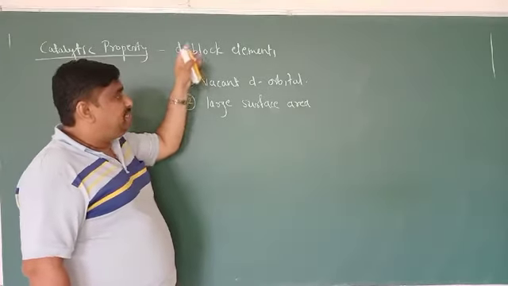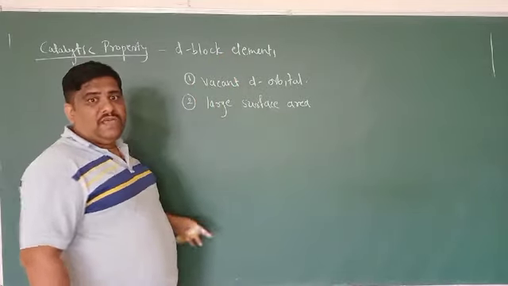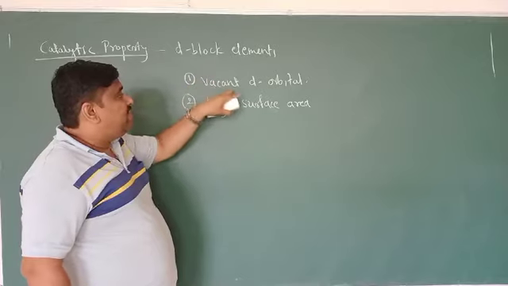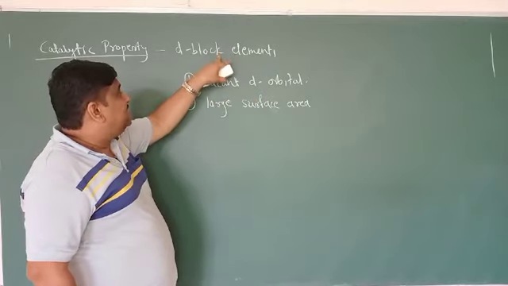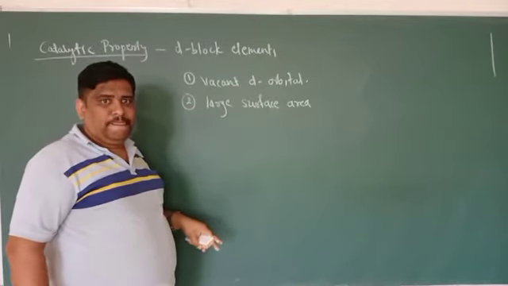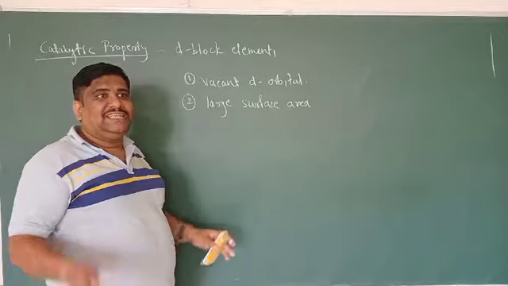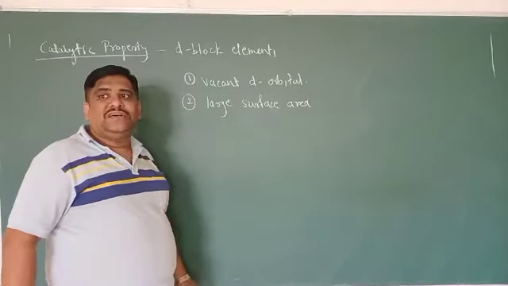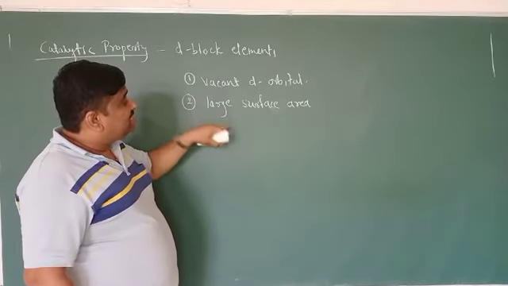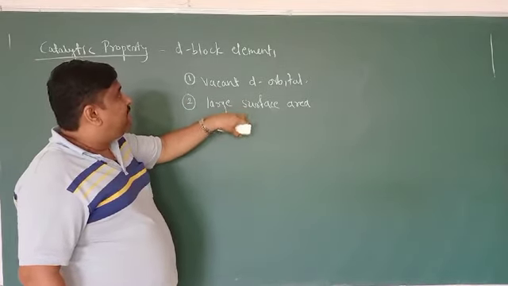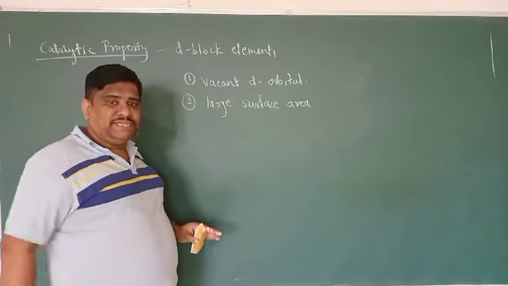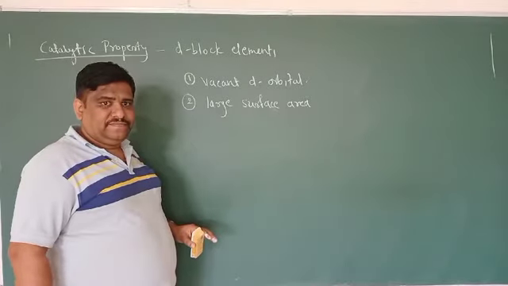The D block elements exhibit the catalytic property because of the following two reasons. The first reason is that the D block elements have vacant d orbitals, and the second reason is that the D block elements provide a large surface area, because most of the reactions take place on the surface of the catalyst. Therefore, the large surface area is provided by the D block element, and it exhibits the catalytic property here.